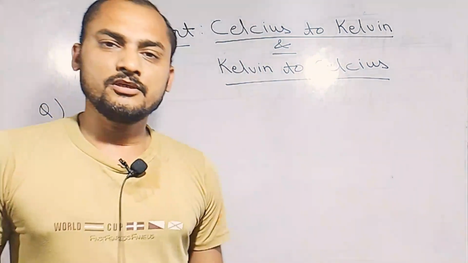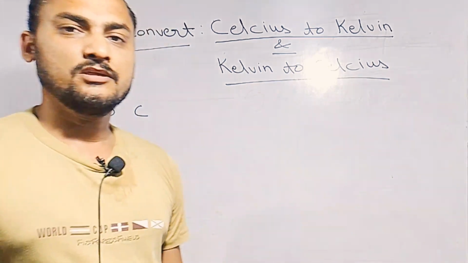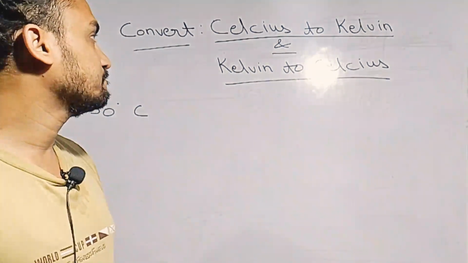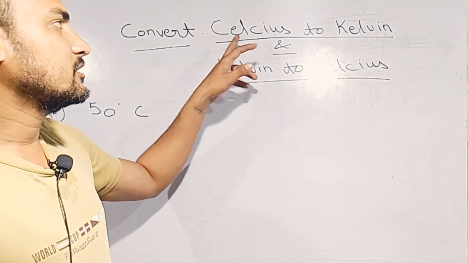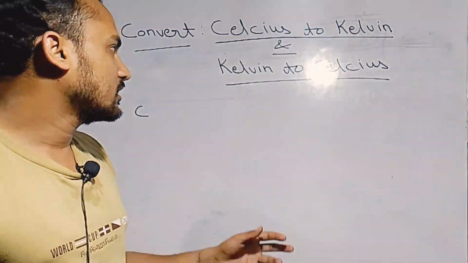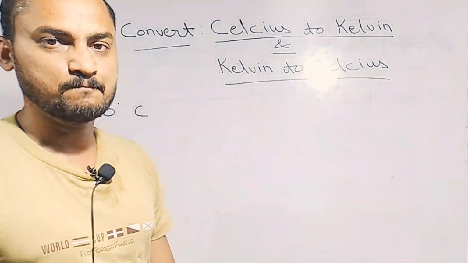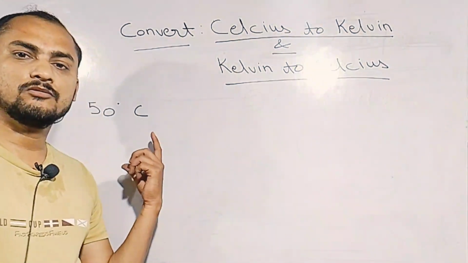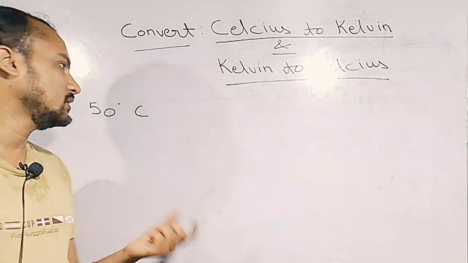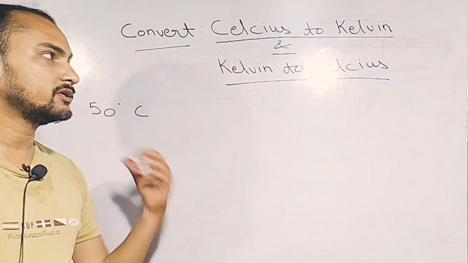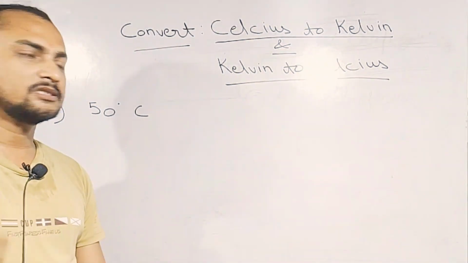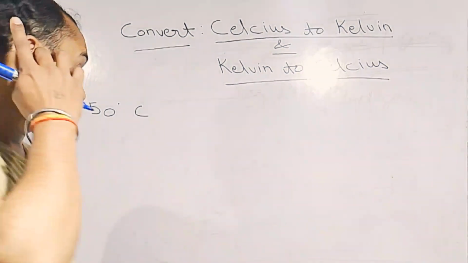Today I have brought a topic of your chemistry subject. It's a type of numerical where you have to convert Celsius to Kelvin and Kelvin to Celsius. We'll take the same value, only one value, which is 50 degrees Celsius, and we'll convert it into Kelvin, and after that we'll reverse it to Celsius.